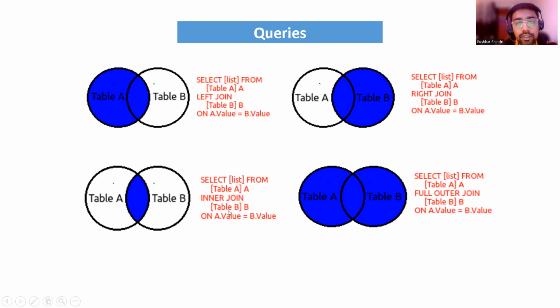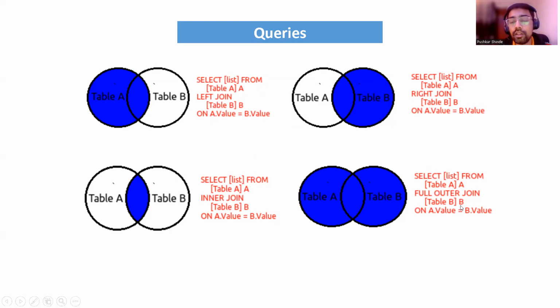So I'll read this query for you. Select list of columns from employee table, alias is A. Inner join, perform inner join with project table, alias given is B, on A dot employee ID equal to B dot employee ID. Okay. So this is the query for inner join.